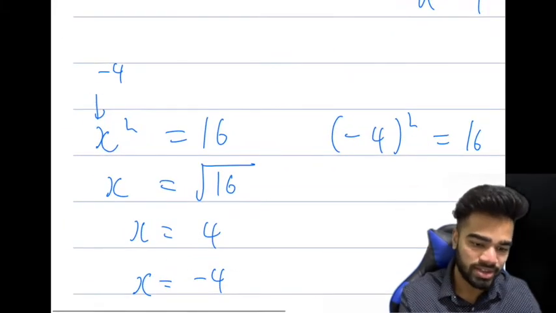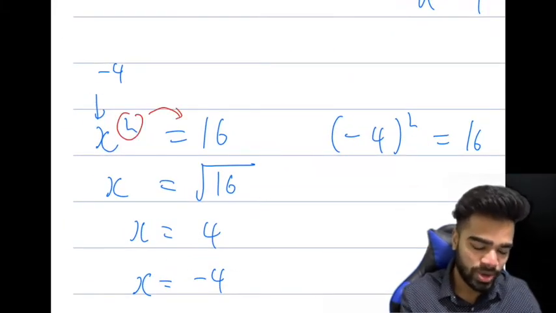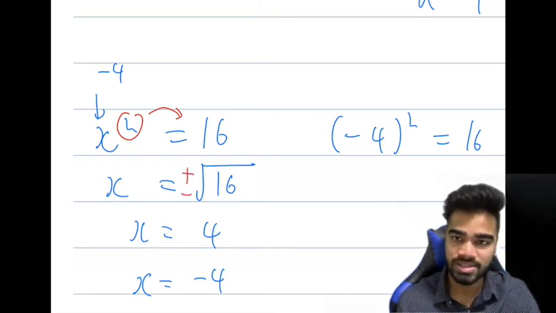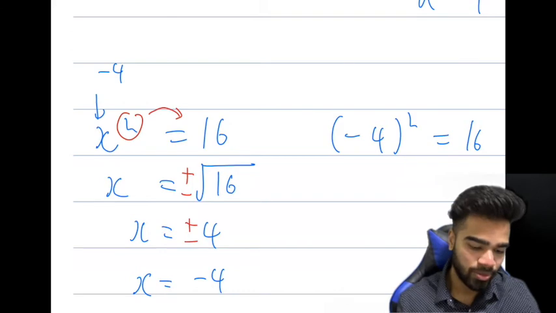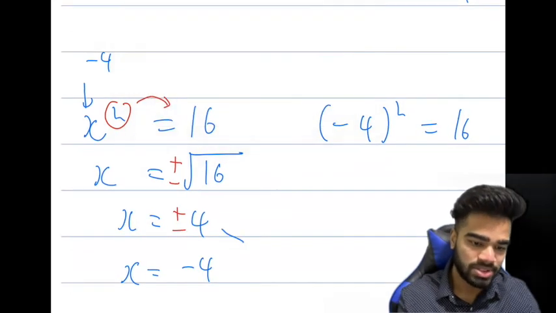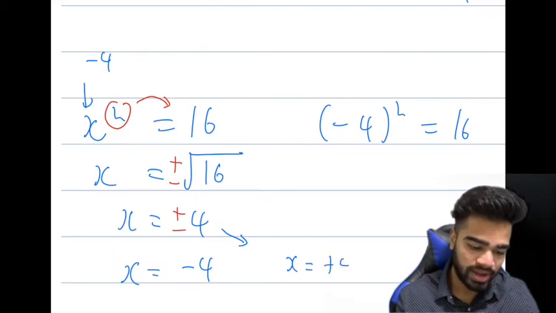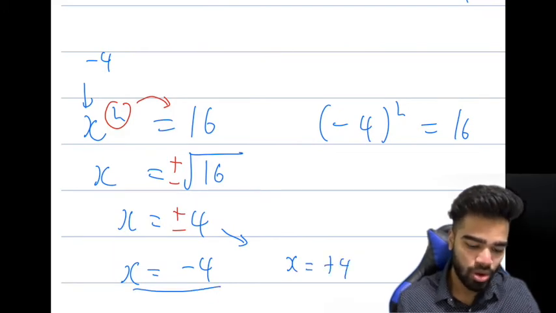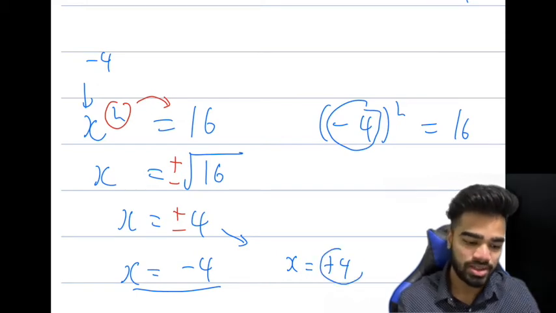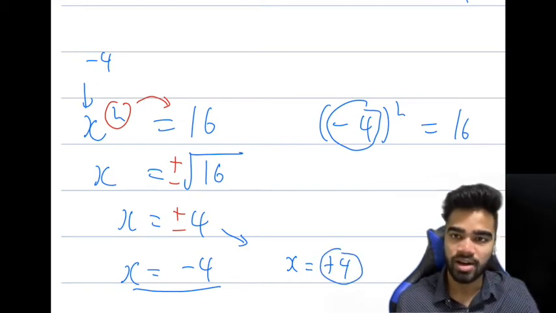So make sure you write it down. Every time you take a square to the other side by square rooting, what we're going to do is write a plus or minus. So x is equal to plus or minus 4. What does that mean? If it's a plus or minus, then we take either x is equal to positive 4 or x is equal to negative 4. It's to get around this issue that there are two solutions to this question.